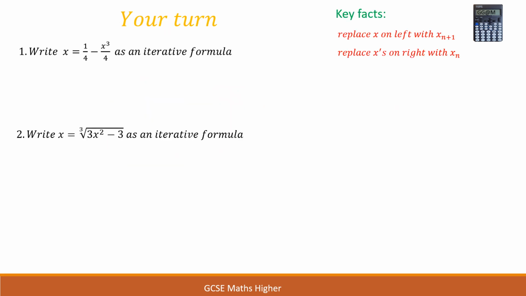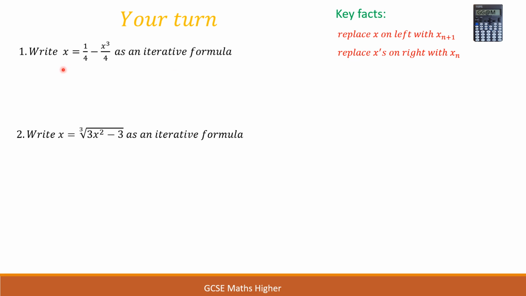Now here we've got two questions. You are going to write the equation x equals 1/4 minus x cubed over 4 as an iterative formula, and x equals the cube root of 3x squared minus 3 as an iterative formula as well. Remember, these are the two equations that we saw in the last two examples. You're now just writing them as iterative formulas. Remember, these are the steps for how to do it over here. Press pause and then press play when you're ready to hear the answer.